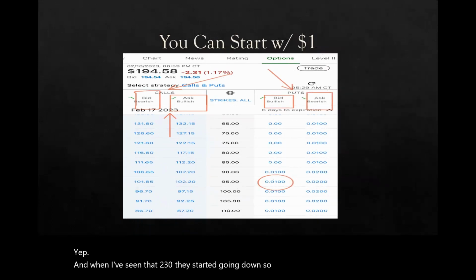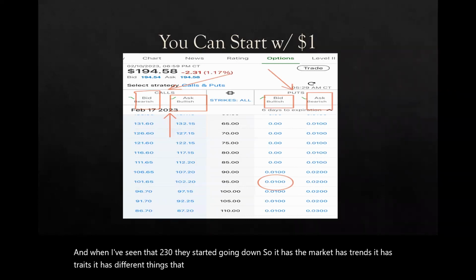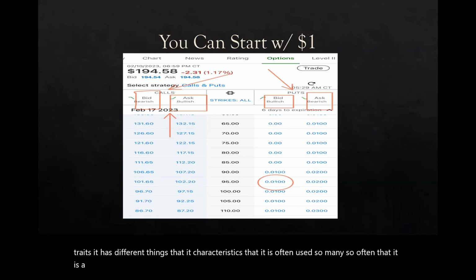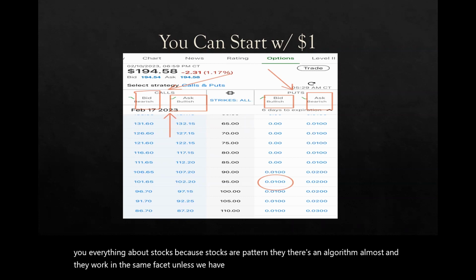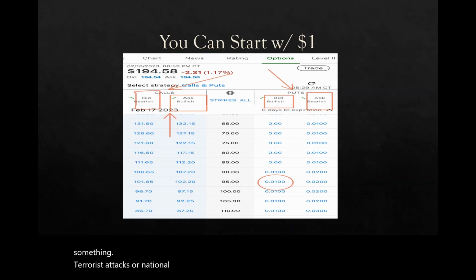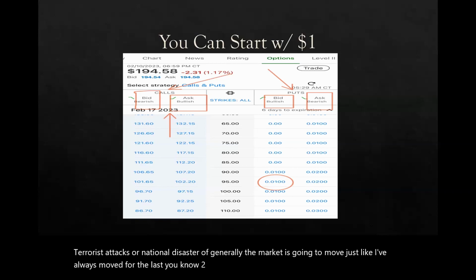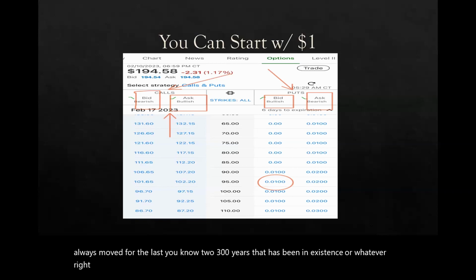So the market has trends, it has traits, it has characteristics that it shows so often that it's a trend. A book that I use often is the Stock Almanac. It can tell you everything about stocks, because stocks follow patterns. There's an algorithm almost, and they work in the same fashion. Unless we have something catastrophic like a recession, terrorist attacks, or a national disaster, generally the market is going to move just like it's always moved for the last 200-300 years that it's been in existence. So you just got to understand this.